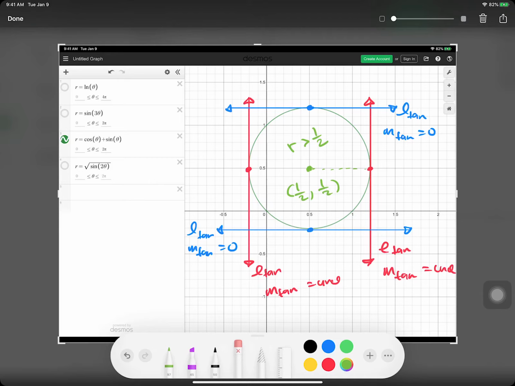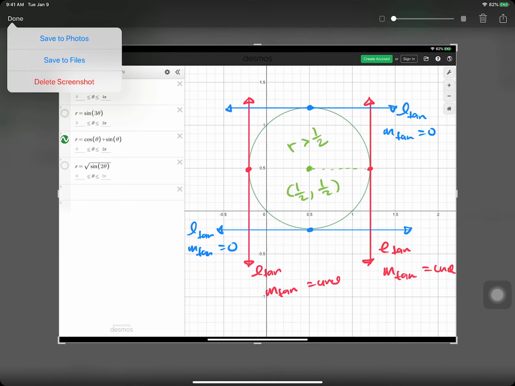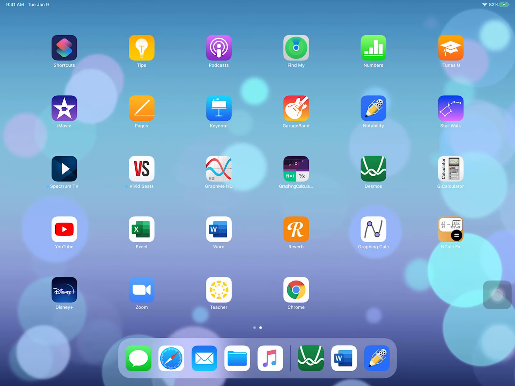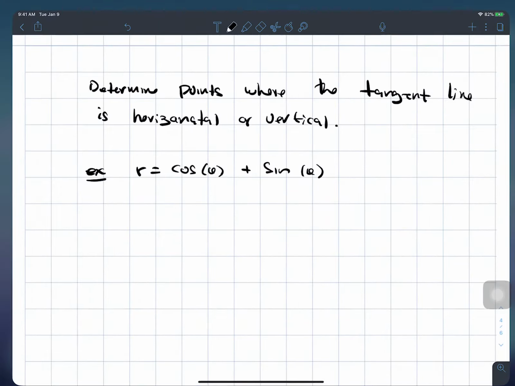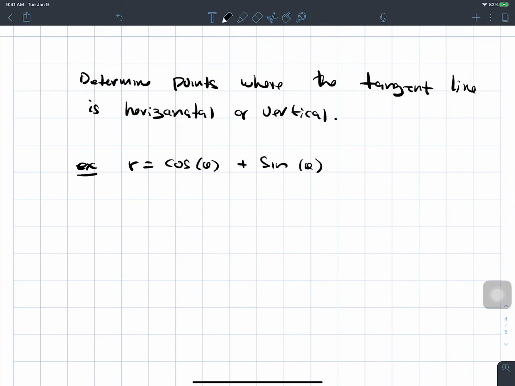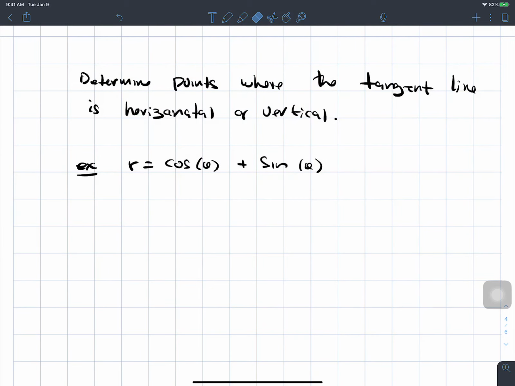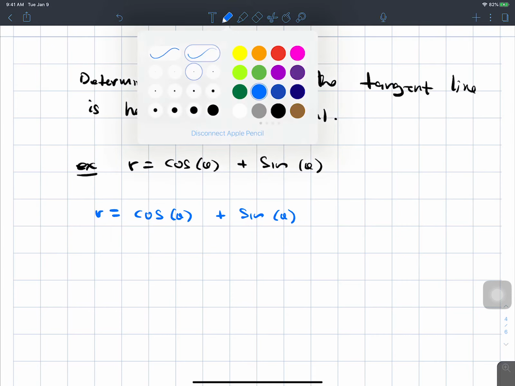So let's go back to this. And I want to save this picture. Okay. So we're saying that this is a circle. So you guys, here's kind of how you go about this here. We're going to have a little fun today with this. We know r is cosine theta plus sine theta. We're going to square both sides here.